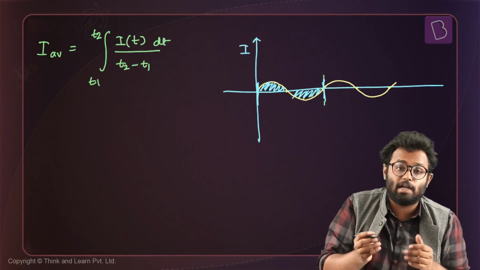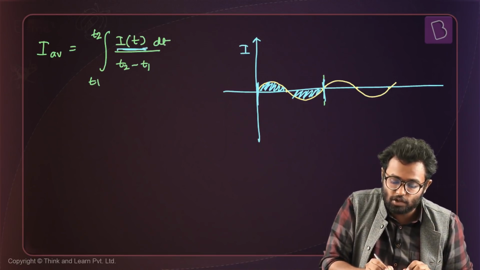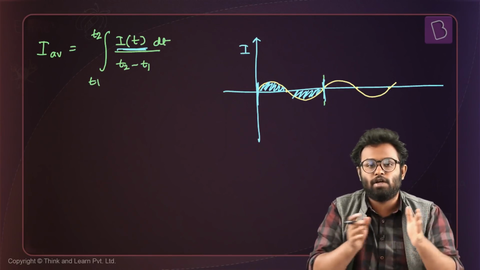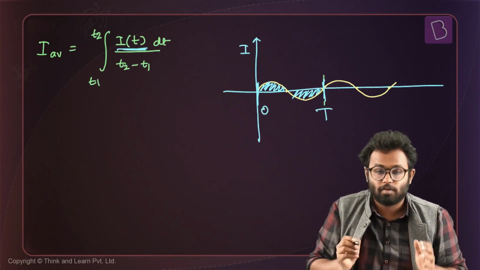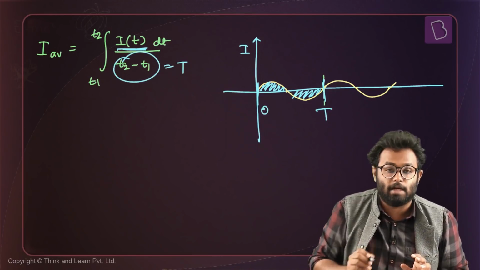So the area under the current-time graph, if you have learned area under curves, is the integration of I as a function of time dt, integration of that from whatever your t1 and t2 is. In this case it is 0 to T, right, divided by the time difference. So t2 minus t1 in this case will be T.